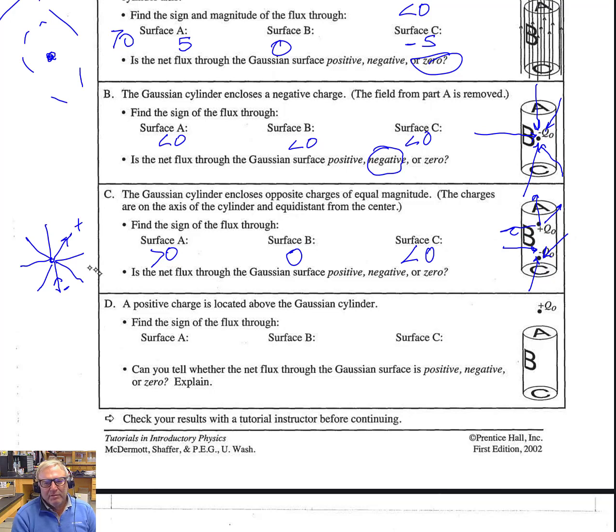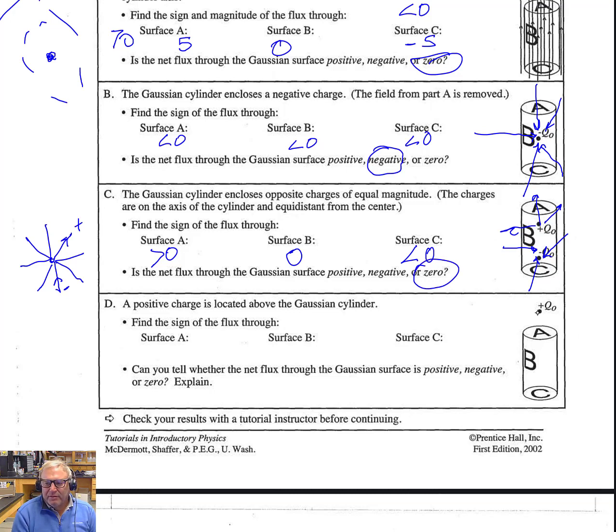But because of this symmetry argument, and this is also a case where we can make the cylinder bigger, it wouldn't matter. Since all the flux lines of plus Q sub 0 will be canceled by all the flux lines of negative, we're going to call that 0.